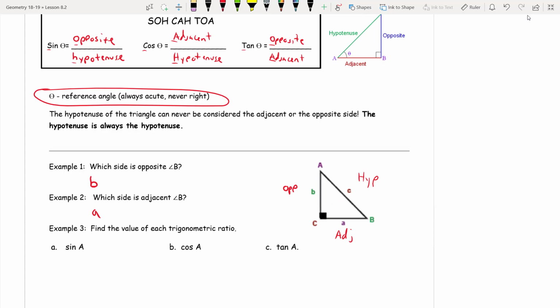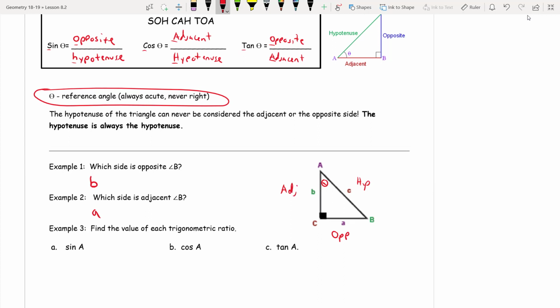So basically what they're asking for in these first three, or all three of them, is for us to go from angle A, which is up here. So if I put my reference angle there, straight across from that is my opposite side. Straight across from my right angle is my hypotenuse, and the only one that's left is the adjacent side.